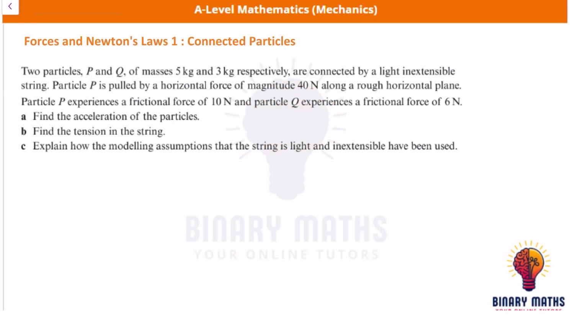This video is about solving problems involving connected particles by either considering the particles separately, or, if they are moving in the same straight line, as a single particle. So let's go through some examples.